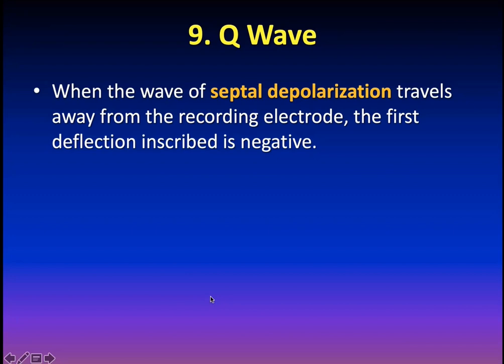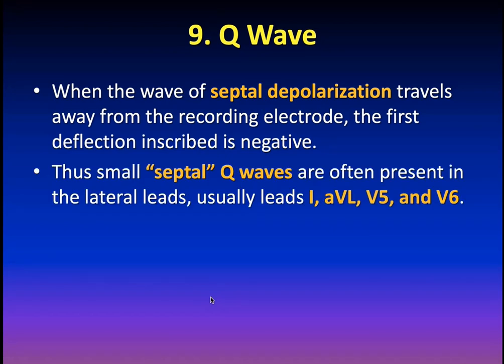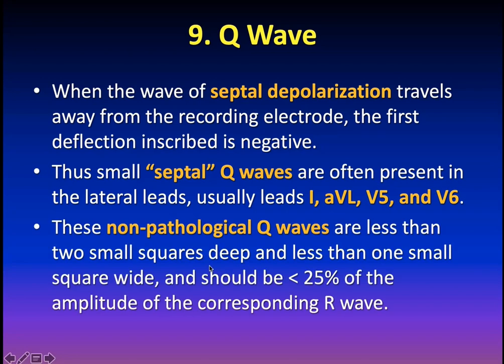For the Q wave, when the wave of the septal depolarization travels away from the recording electrode, the first deflection is usually negative. Small septal Q waves are often present in lead 1, aVL, V5 and V6. So these are usually normal if you are able to see a Q wave. However, more than 3 small squares is already abnormal. Non-pathological Q waves are less than 2 small squares, and should be less than 25% of the R wave. So again, if more than 3 small squares, or more than 25% of the R wave, it is already abnormal. Either the patient has ischemia or ventricular hypertrophy, depending on the lead where the Q wave is seen.